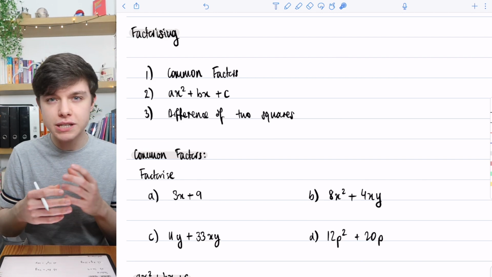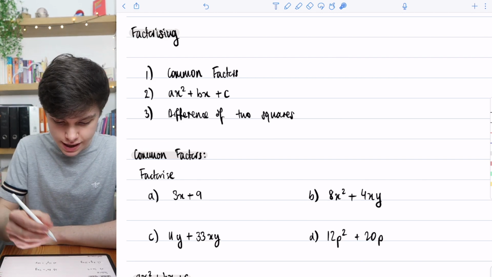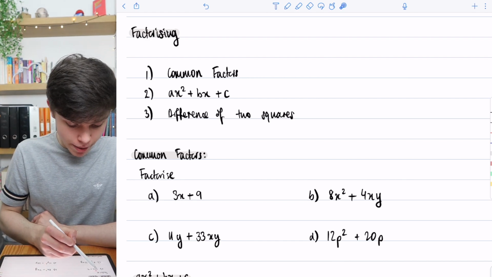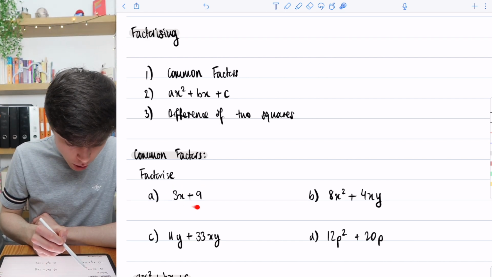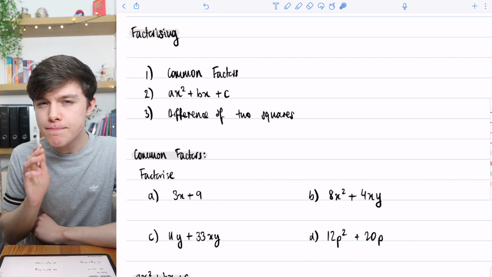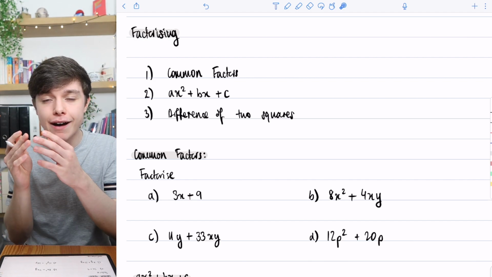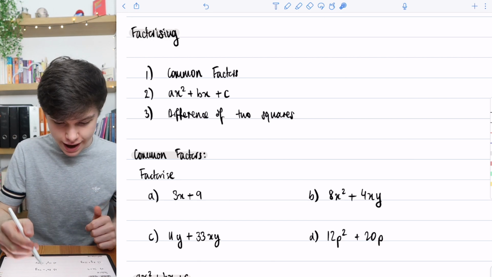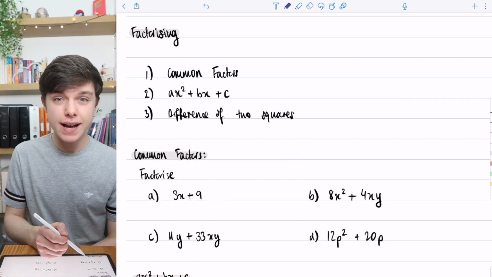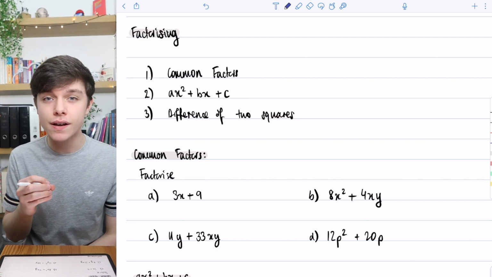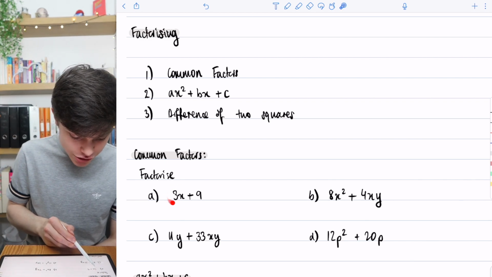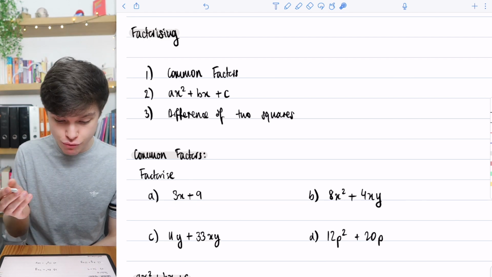Now you've probably done this before, maybe factor trees at GCSE, but what we want to do is look at the biggest number that goes into both of the terms. Sometimes it might not always be a number, we might have letters in each term that we can factorise out as well, but in the first case for part A, we can factorise this by pulling out a factor of 3. The highest number that goes into 3 and 9 is 3.